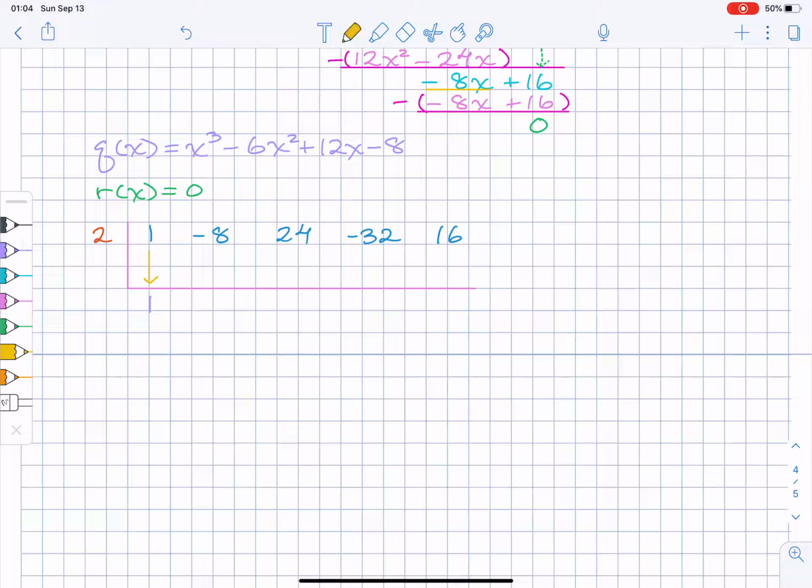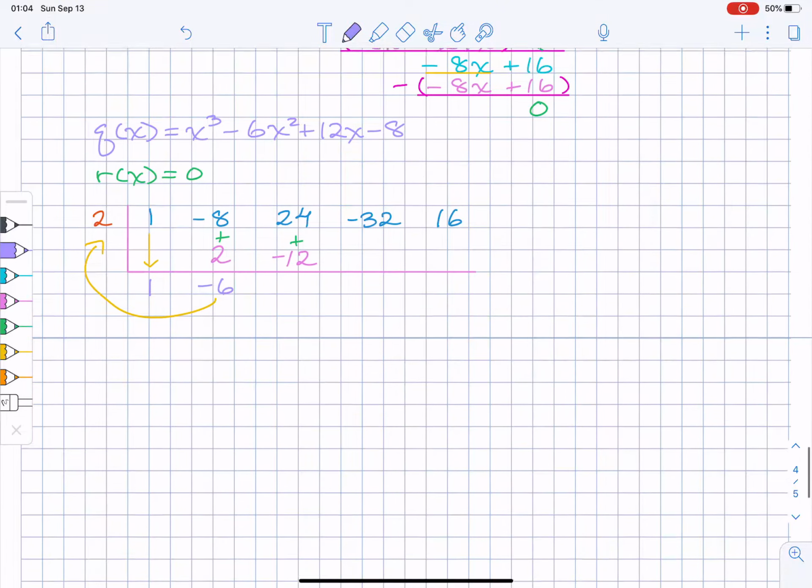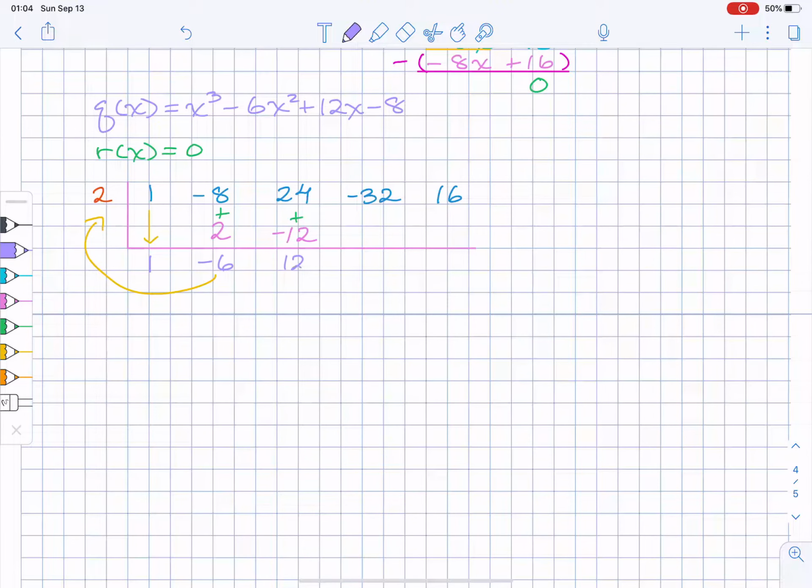Then we multiply 1 by 2. We get 2, and we add the next column. So adding the next column, 2 minus 8 is negative 6. Then we start again. We multiply negative 6 times 2, and we get negative 12. Adding this column together, what do we get? 24 minus 12 is 12.